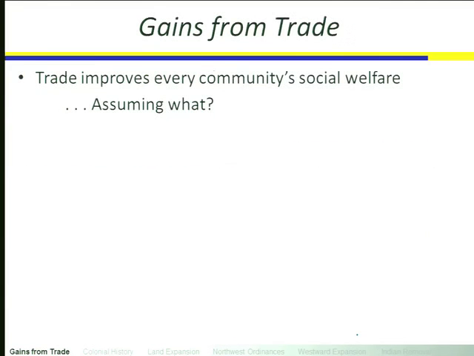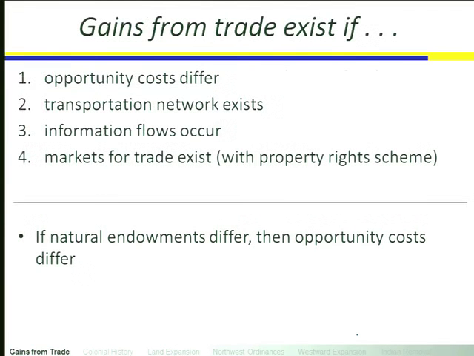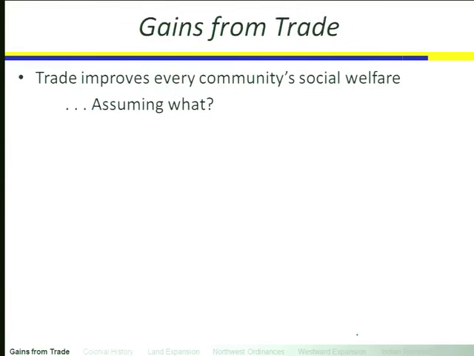We say that when there are gains from trade, it's that trade improves every community's social welfare. Assuming what? What do we need to assume in order to make this assertion, in addition to these four conditions I just specified? I'm not going to take hands quite yet. I want you to think for a second about what else we need to assume in order to conclude that communities increase their social welfare.